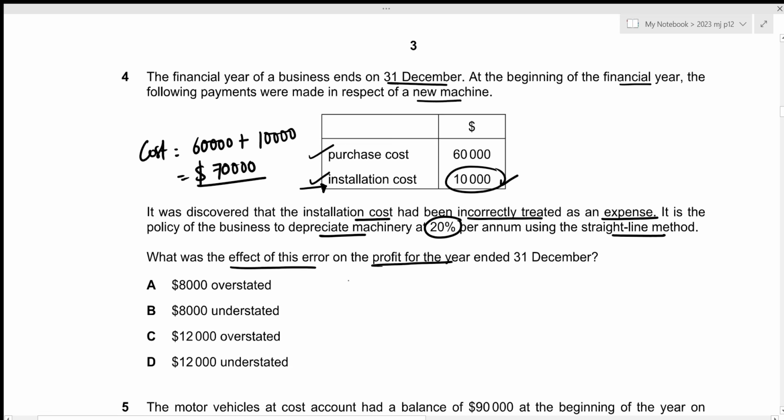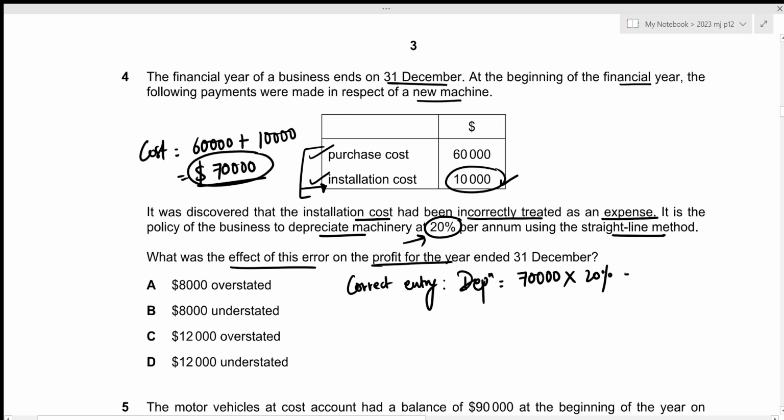Okay, first of all, let's have a look at our correct entry. So remember that if we entered this correctly, our cost of the machine should have been 70,000 and we would have charged depreciation on 70,000. So that's the cost of 70,000 multiplied by the rate of depreciation of 20%. This would give our correct depreciation to be 14,000. And this 14,000 should have been treated as an overhead in our statement of profit or loss if we would have entered this transaction correctly. Now let's have a look at the entry that we made, which is the incorrect one.